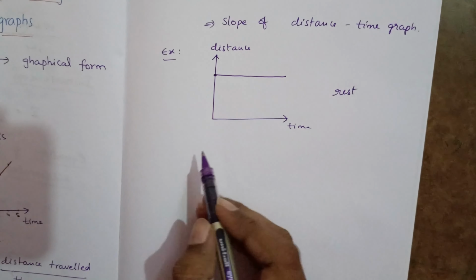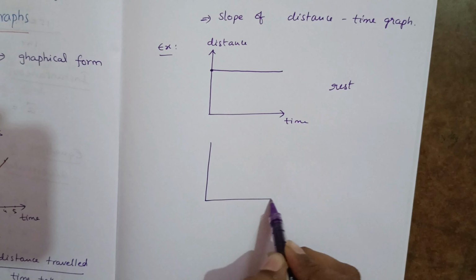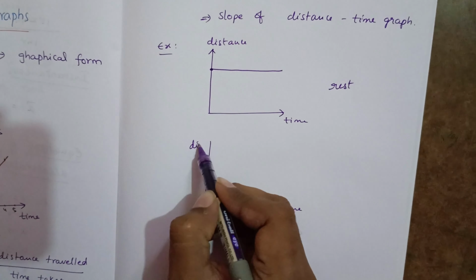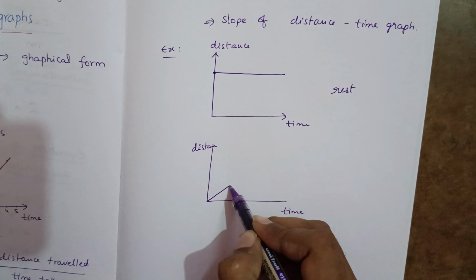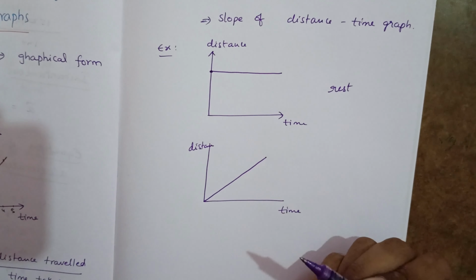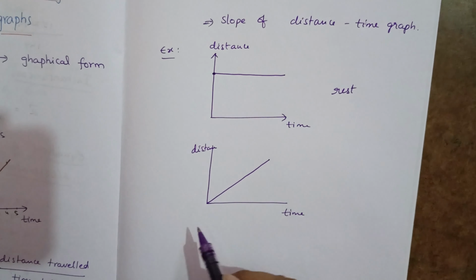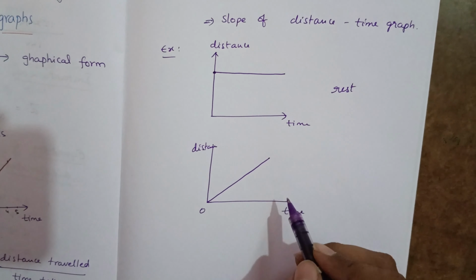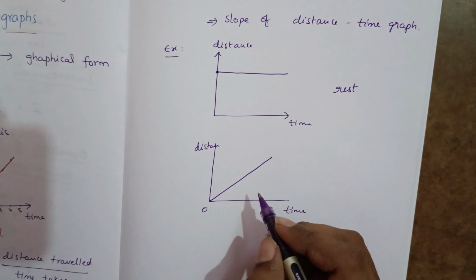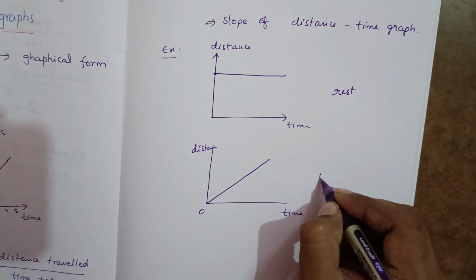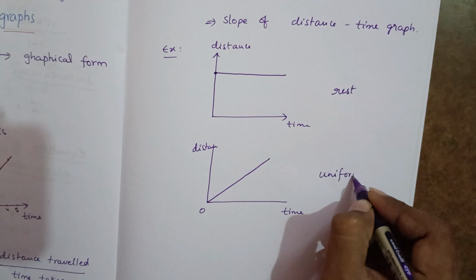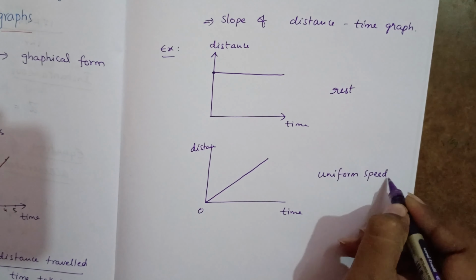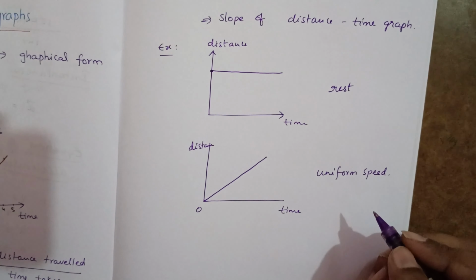Previously we saw one graph where time increases and distance also increases. The graph is a straight line passing through the origin. Then we can say it is uniform speed.